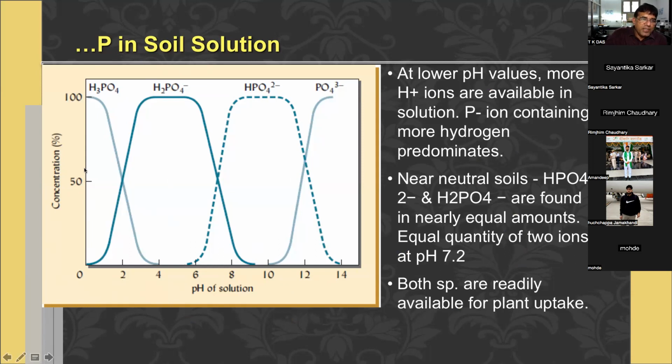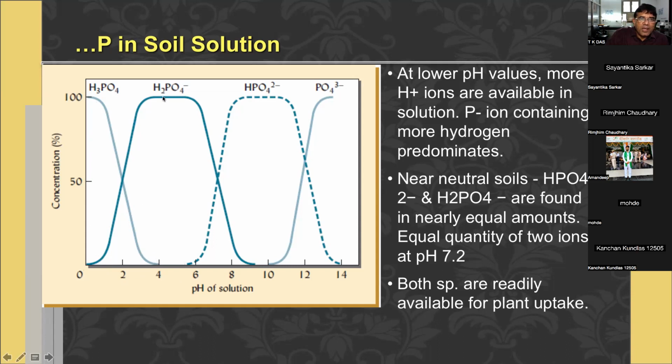If you have acidic pH, say from 0 up to 2 or 3, up to 3 you can find phosphoric acid. You can see phosphoric acid is maximum at around 0 pH. As you move towards the right, the proportion of phosphoric acid decreases.